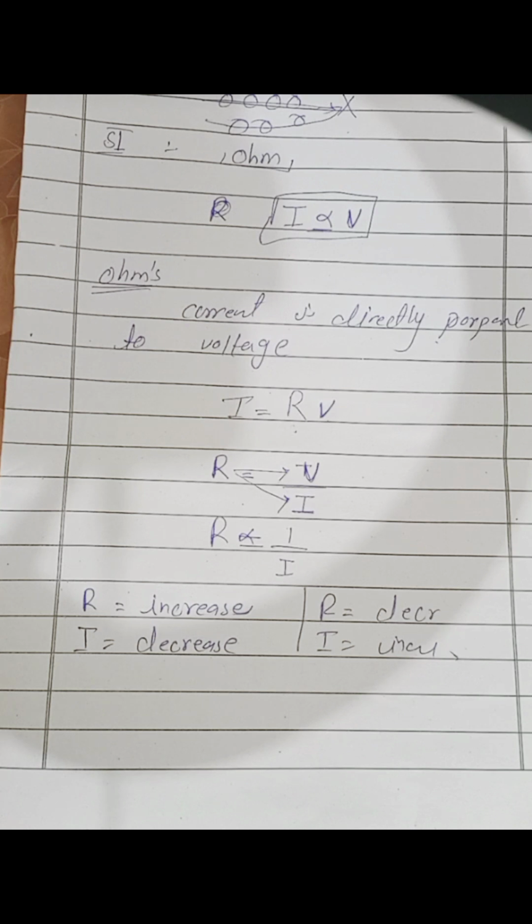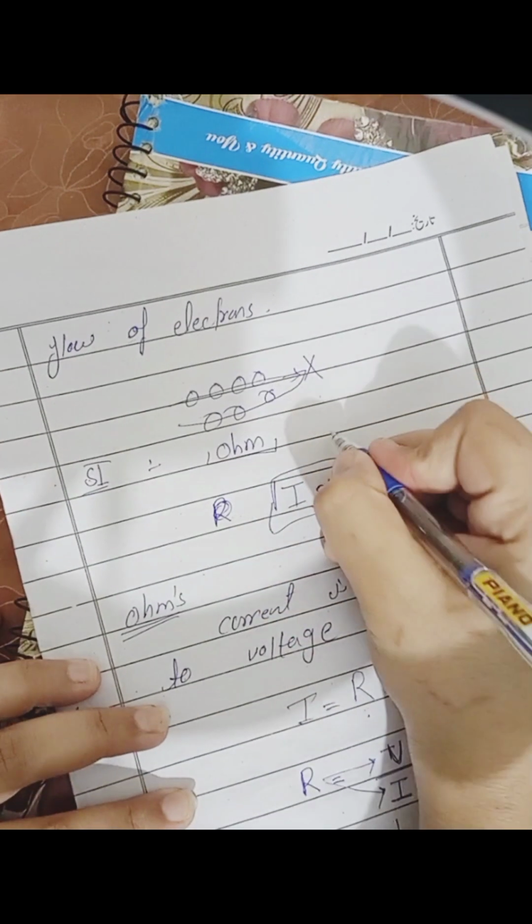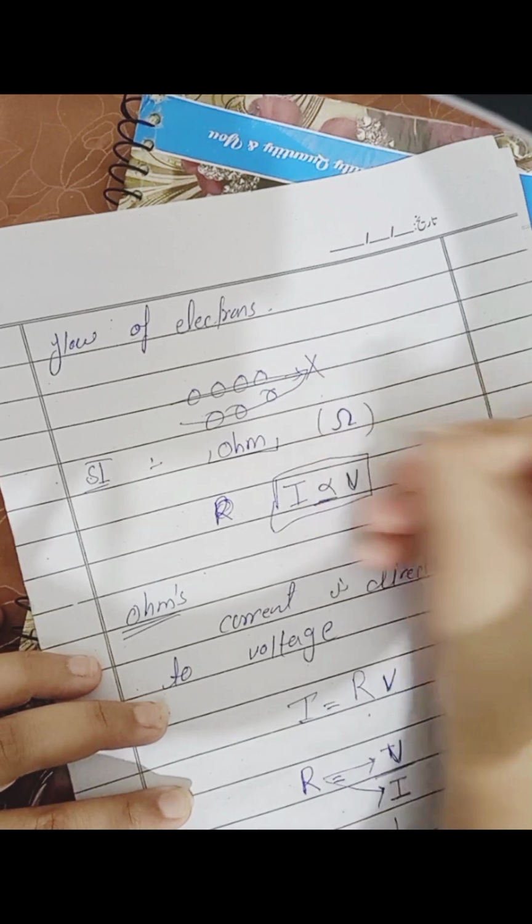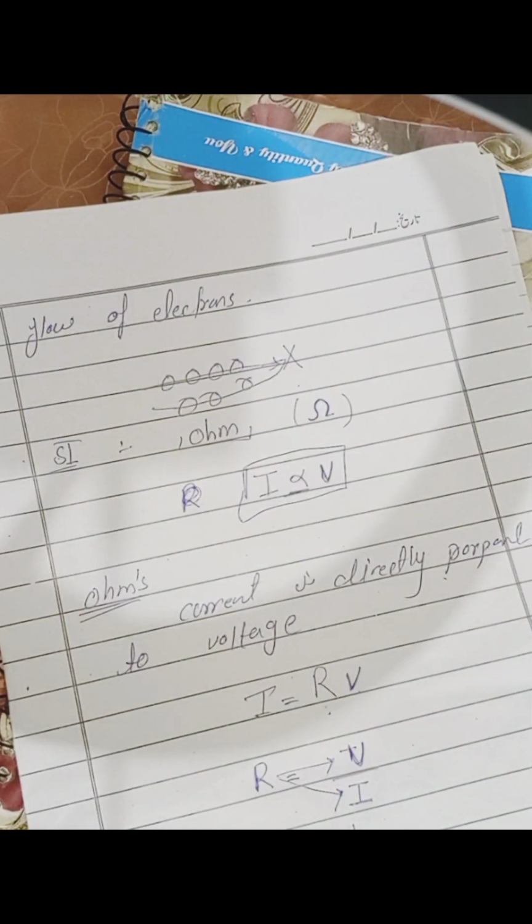After this we have to do similar after partial. The next thing we have is resistance, which is measured in ohms and it is denoted like this. This is the sign of ohm.